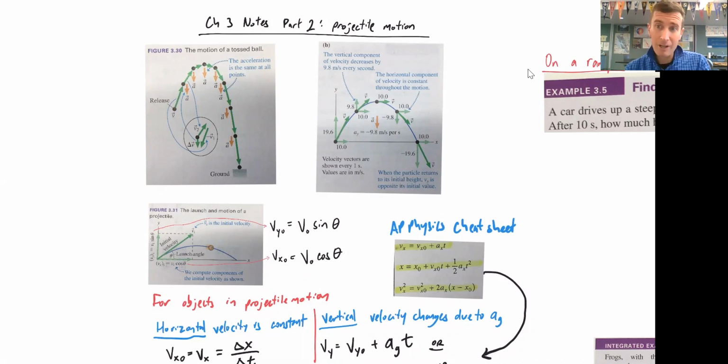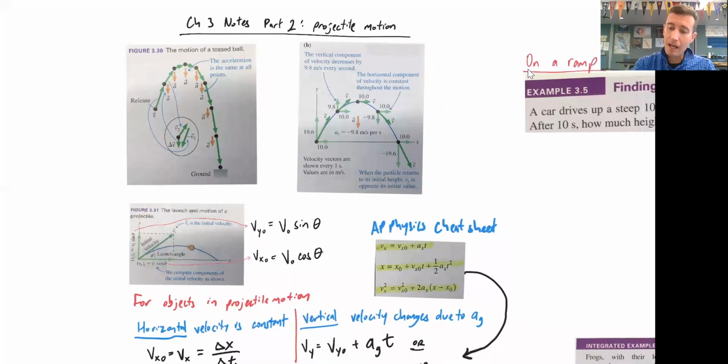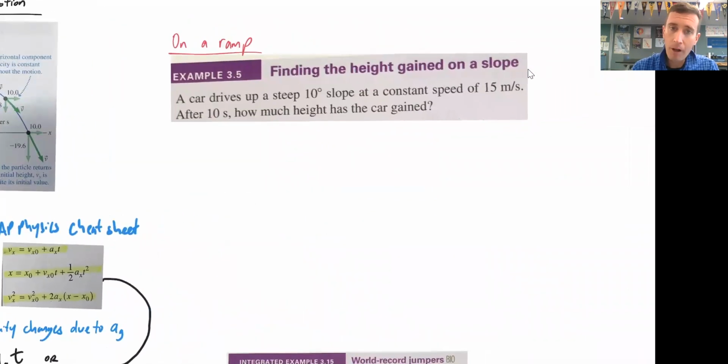Before we get there, I want to take a real quick backwards step for a second and just look at an example of an object on a ramp. We're going to see a lot of things where we're no longer just on a flat surface, where we're now going up and down as well as side to side, because you're on a slope, an inclined plane, or a ramp. So in this case, we're trying to find the height gained on a slope.